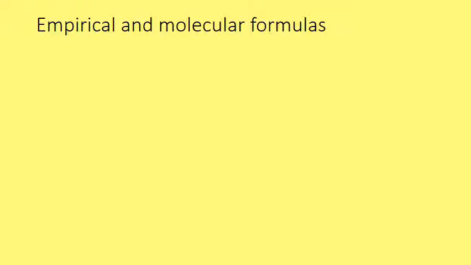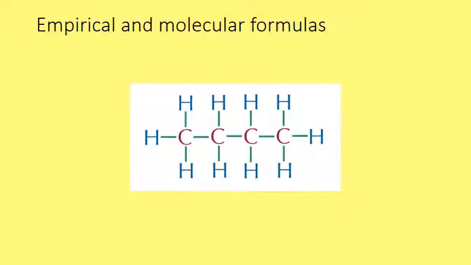So firstly, let's get our heads around empirical formulas. We'll start off with a molecule of butane, and already from GCSE you will be able to work out the molecular formula. You just count the number of carbon atoms and the number of hydrogen atoms: 4 carbon atoms and 10 hydrogens, so C4H10, and that would be your molecular formula. That's the molecular formula, but what's the empirical formula?